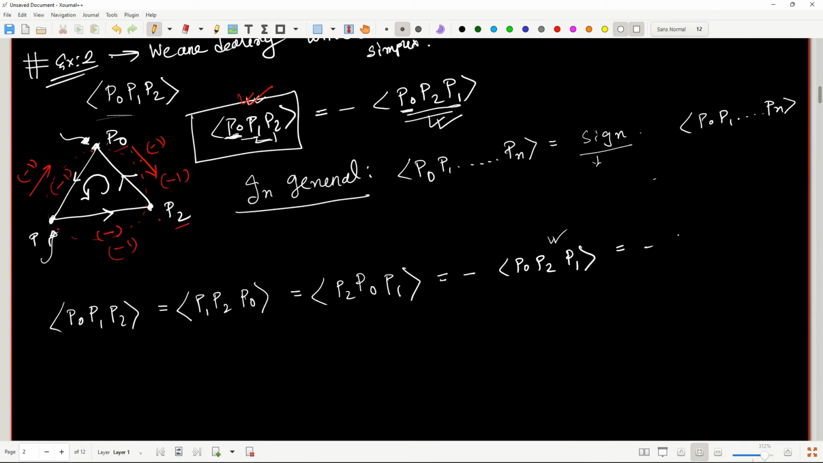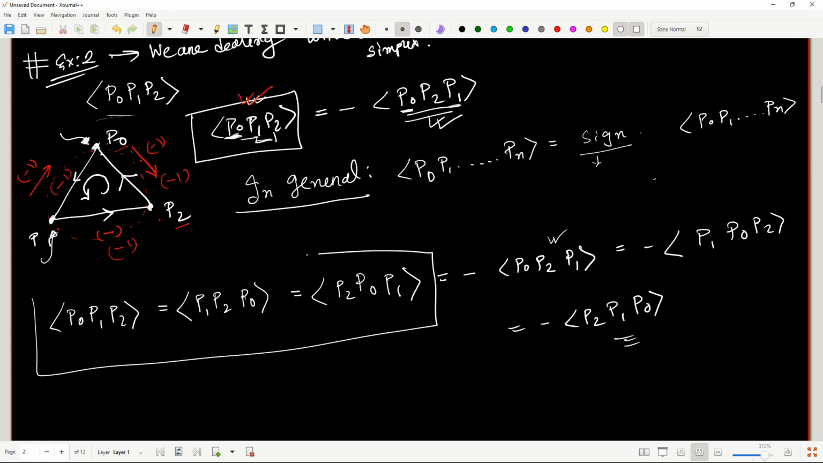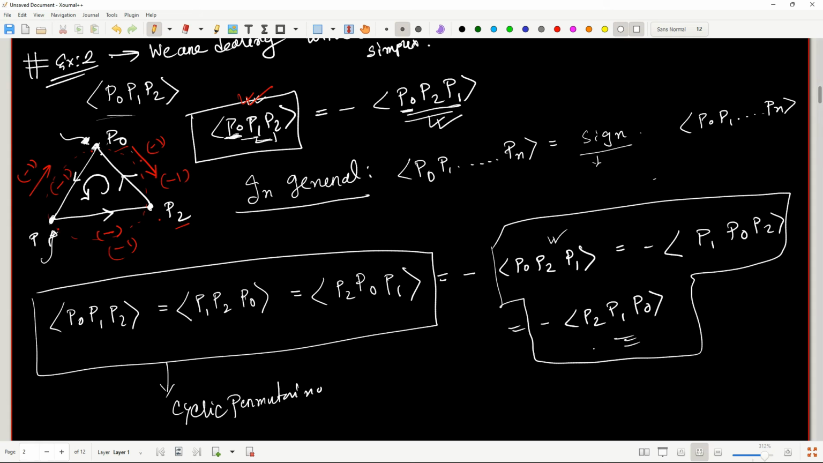So in total minus P1, P0, P2, and the other term can be done similarly by starting from P2, and from P2 you go to P1, from P1 you go to P0. So this is just P2, P1, P0. Okay, so if you call this trio the cyclic permutation, you would call this trio the anticyclic permutation.